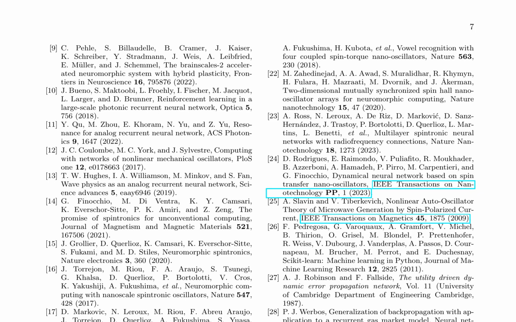Here is a combined summary of the 2 pages. Recent advancements in neuromorphic computing have led to the development of novel architectures and algorithms inspired by the human brain. Researchers have explored various platforms, including photonic recurrent neural networks, mechanical oscillators, and spintronic devices, to implement analog recurrent neural networks. For instance, the BrainScaleS-2 accelerated neuromorphic system with hybrid plasticity has been demonstrated, showcasing the potential of neuromorphic computing for complex tasks.